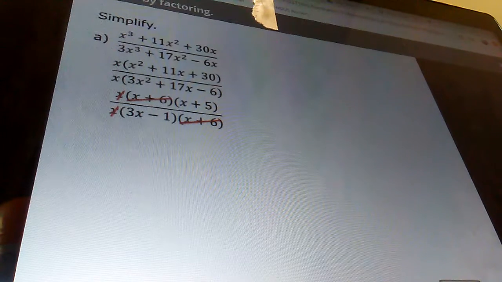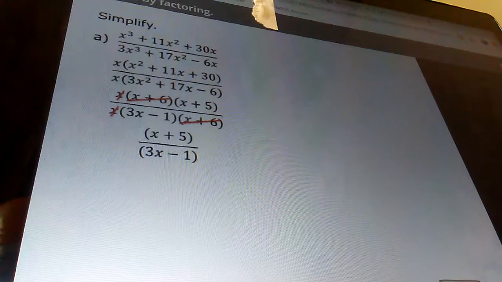Okay, so what do we have left after we divide out those common factors? We have x plus 5 over 3x minus 1. Now we should not be tempted to divide out those x's there. Our answer here has sums, not products, and we can only divide out when we have products of terms.